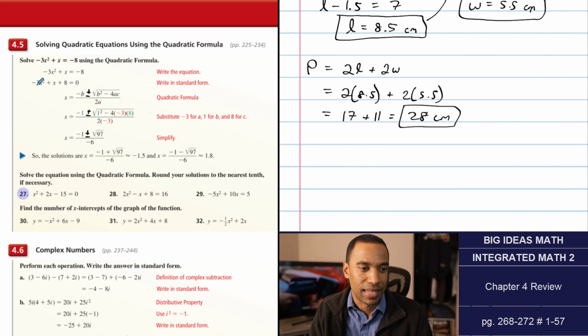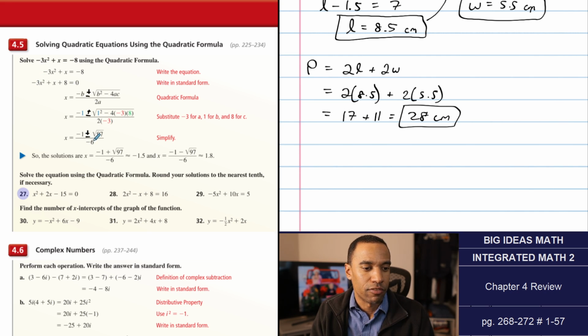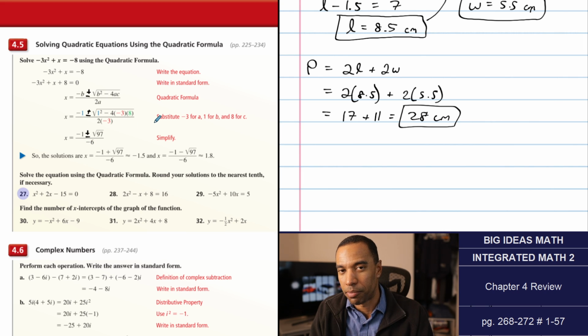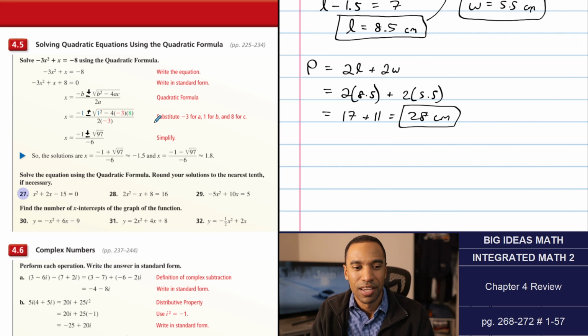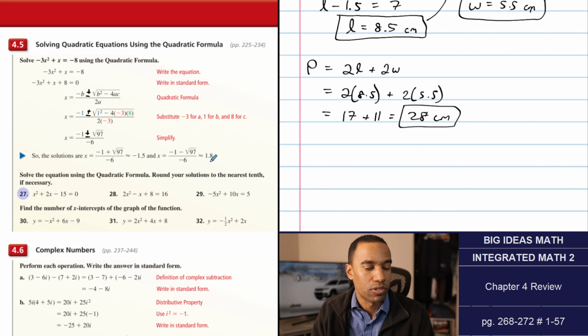Something that I would recommend that they didn't do was turn my a positive, because I don't like a negative denominator. It's actually one of the simplification rules. You're not supposed to have it. They ask you to round to the nearest tenth, and they rounded these to the nearest tenth, so I guess they don't care that that's negative. I will. I'm going to have that positive.